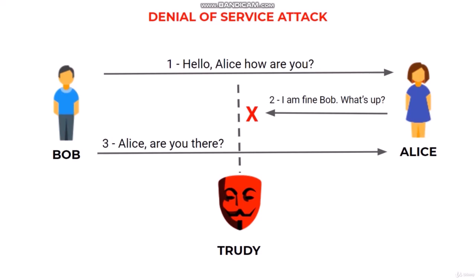Again, then Bob asks, "Alice, are you there in the call? I mean, are you still in the conversation?" Now Alice is waiting for Bob's reply, but Bob is waiting for Alice's reply. So this is a sort of disconnection between the sender and the receiver, and this can be crucial at times. Now, I'll give a real life example of how denial of service attack can be very devastating.